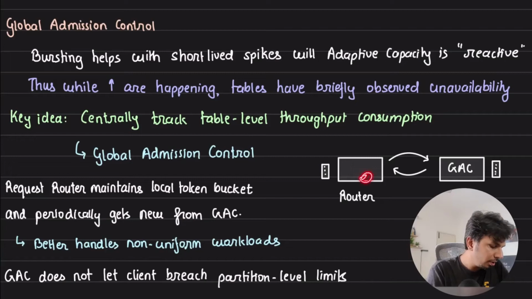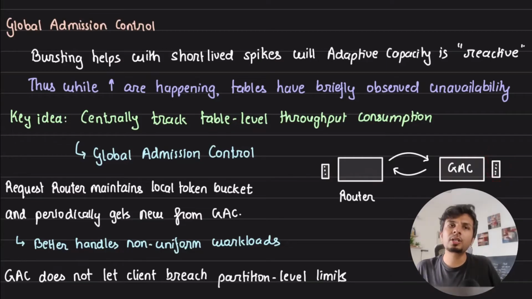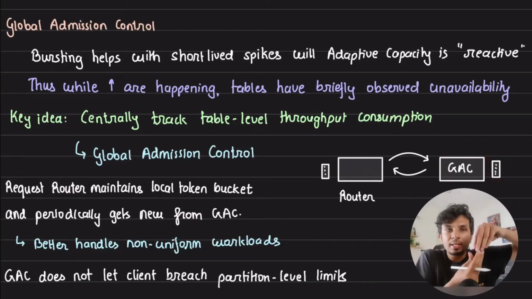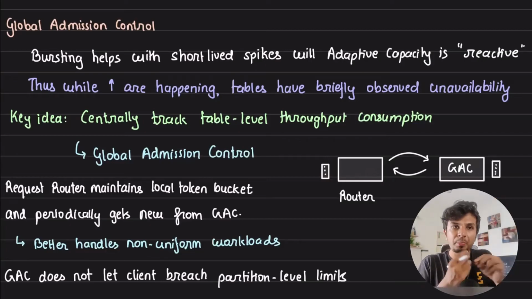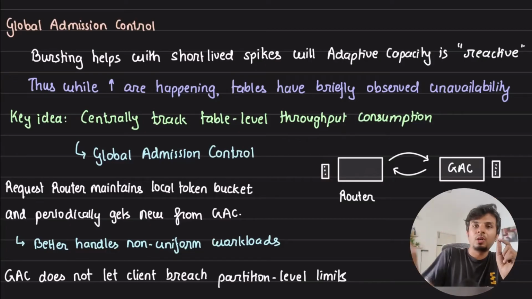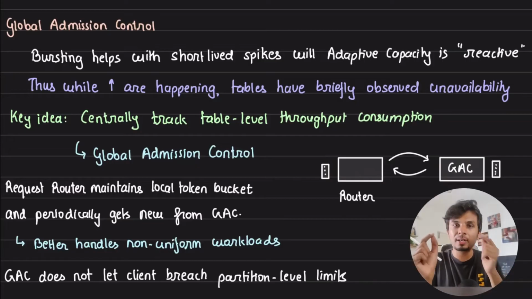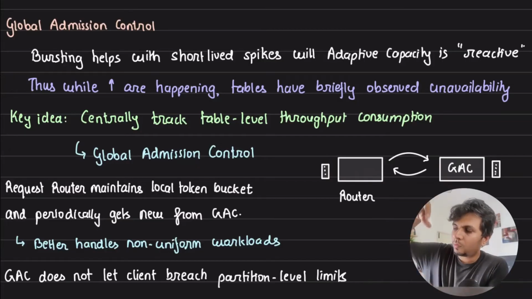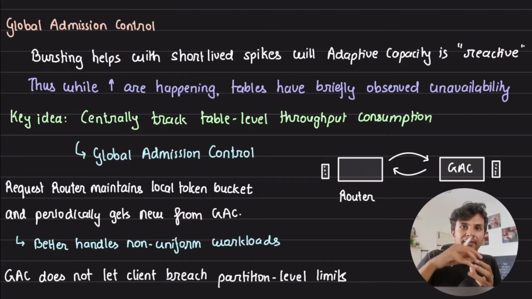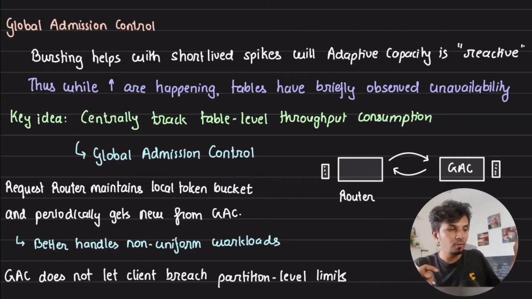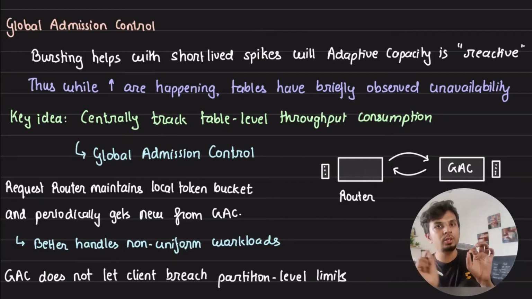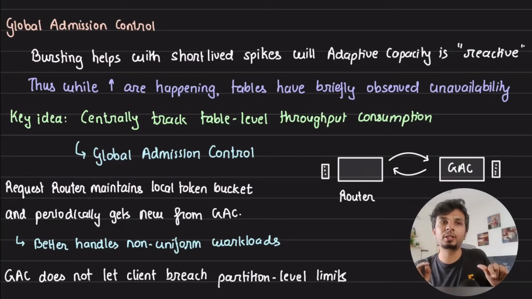So at this level, you have a global admission control which has a bunch of tokens. The request router maintains a local token bucket and periodically gets new tokens from global admission control. For each table, global admission control knows what it can handle per second, right? The request router gets the tokens from global admission control. For each request that it gets, it uses one token. When the tokens are exhausted, it gets the next set of tokens from global admission control.